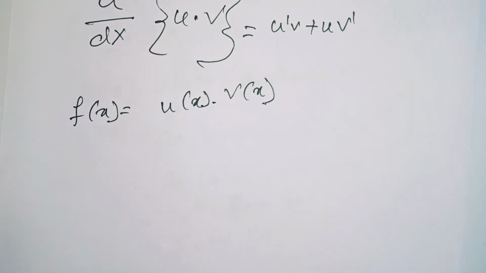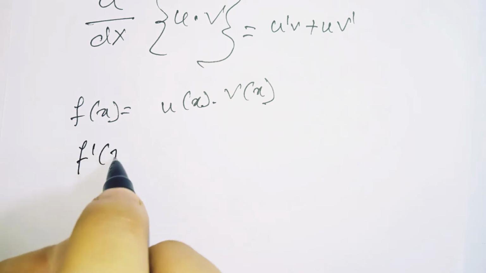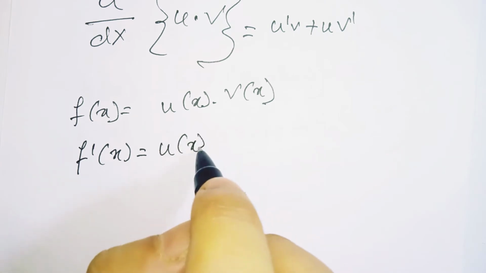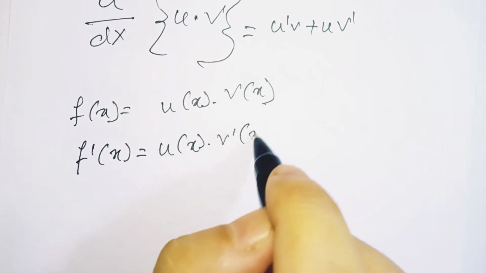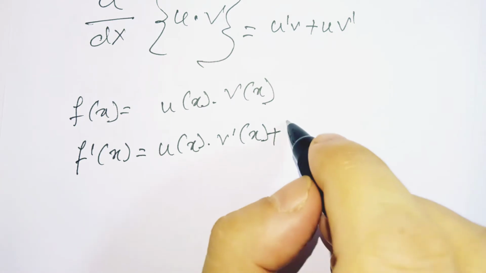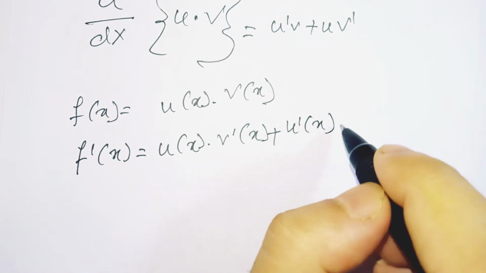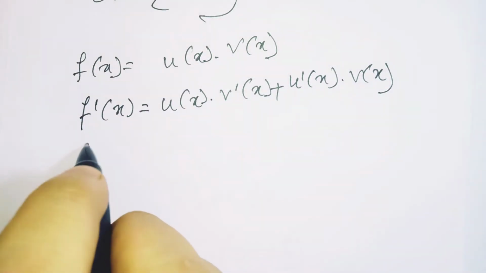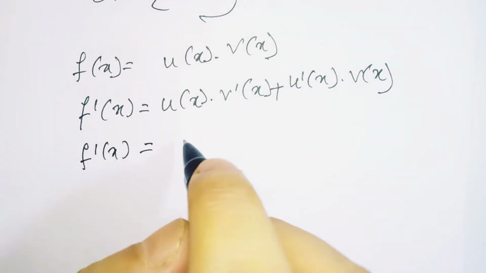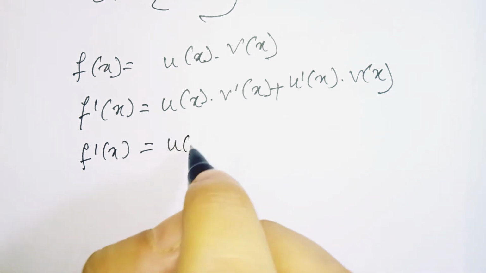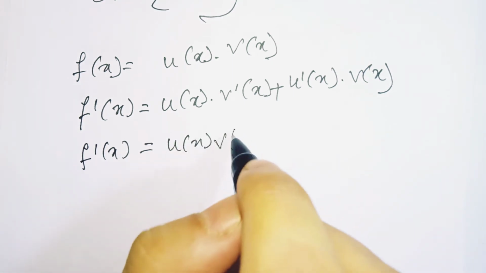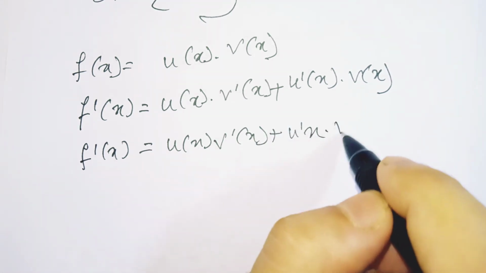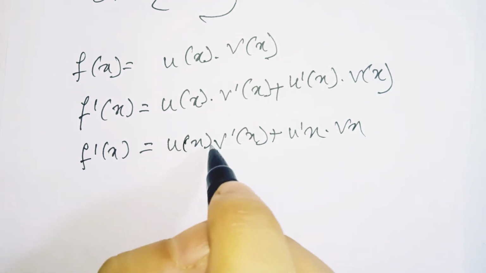So we are going with the same thing. If you want to find the derivative, f prime of x, this would be u(x) times v prime(x) plus u prime(x) times v(x). And from there, what you can further deduce is f prime of x equals u(x) v prime(x) plus u prime(x) v(x). You can even remove those brackets.